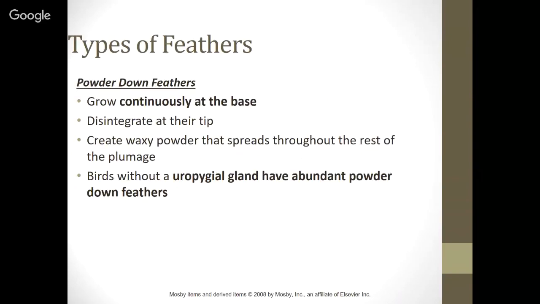Then we also have powder down feathers. These grow continuously at the base of the feathers, and they disintegrate at their tip. And they create a waxy powder that spreads throughout the rest of the plumage. Birds without a uropygial gland will have more abundant powder down feathers, so they'll actually be messier birds that will leave more powder dust around their cage.